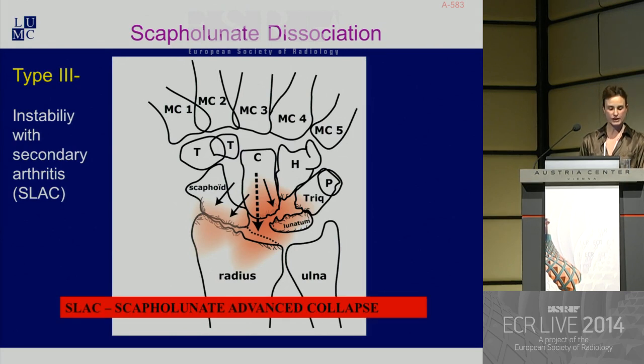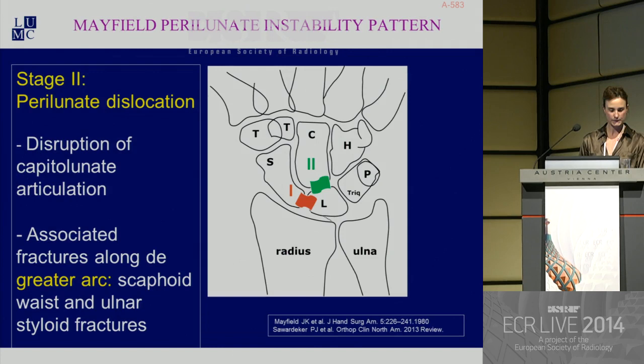Now we move again to the stage 2 of the perilunate instability pattern. In this case, there is also a rupture of the capitolunate articulation, and in this particular case, we also have to look for associated fractures along the greater arc we explained before, especially fractures at the level of the scaphoid and fractures at the level of the processus styloideus of the ulna.